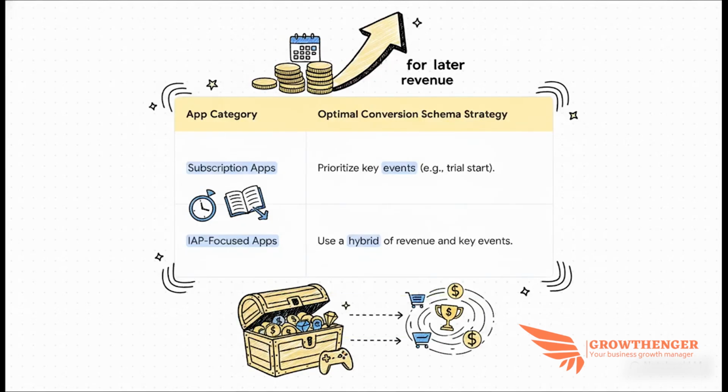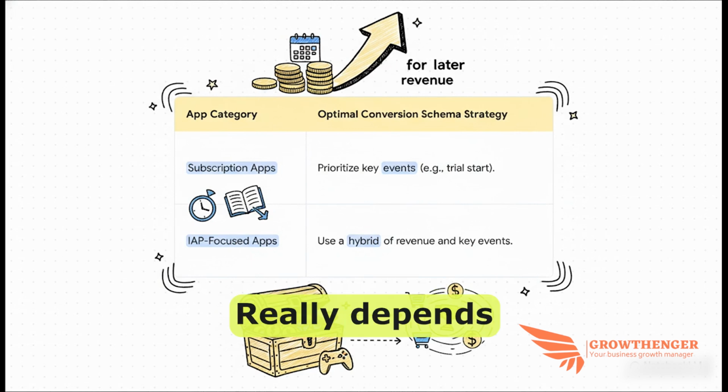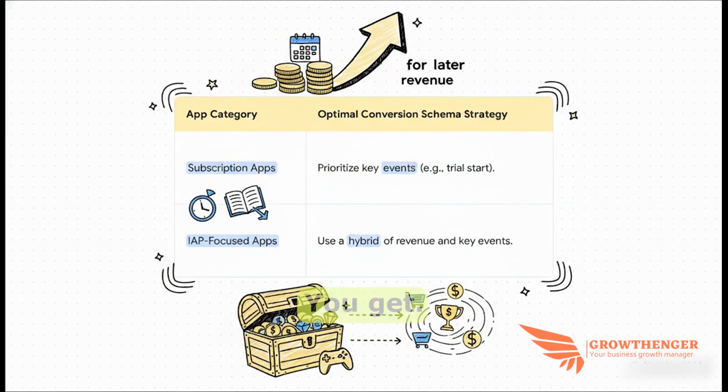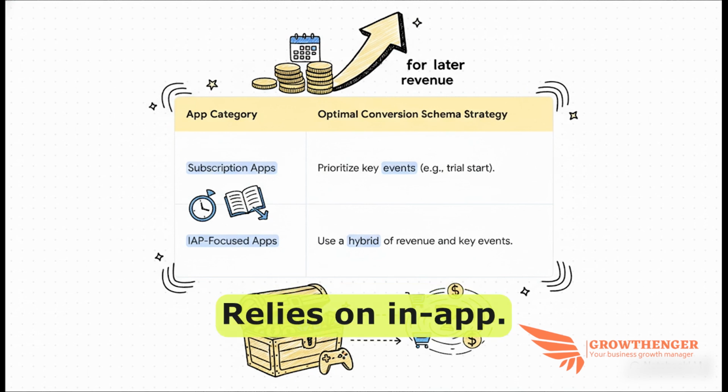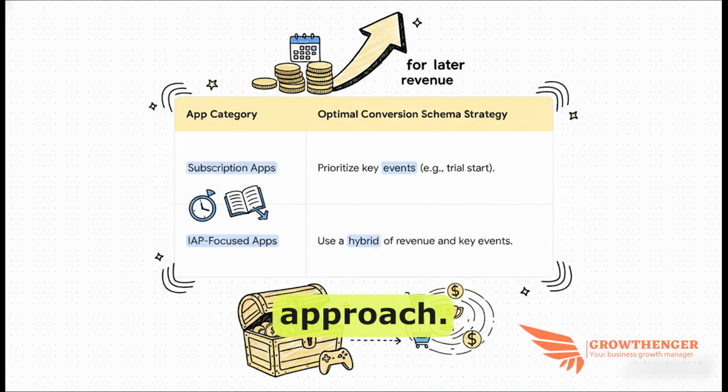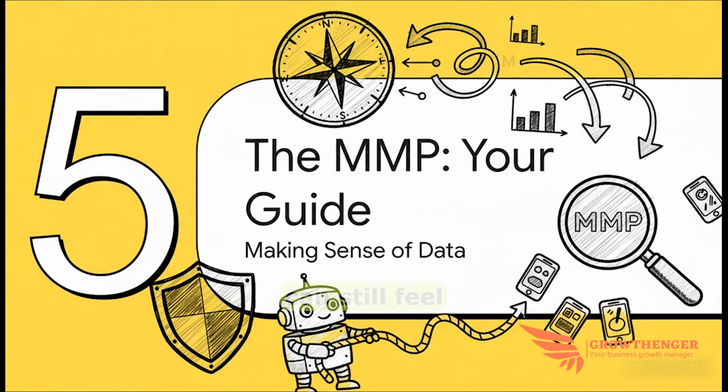Now, your strategy for what you want to measure also really depends on your app's business model. You get 64 of what are called conversion values to signal how valuable a user is. For a subscription app, revenue might not happen for a week, so you'll want to measure early engagement signals like whether a user started a free trial. But for a game that relies on in-app purchases, a hybrid approach is best, measuring both key events and any early revenue you see.